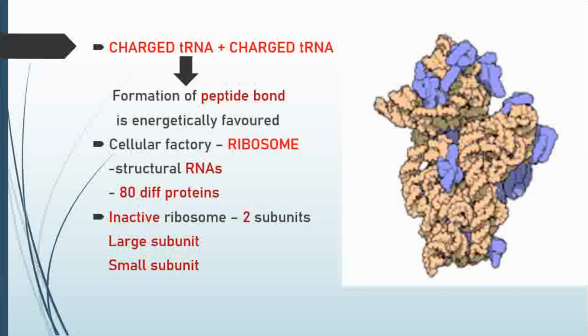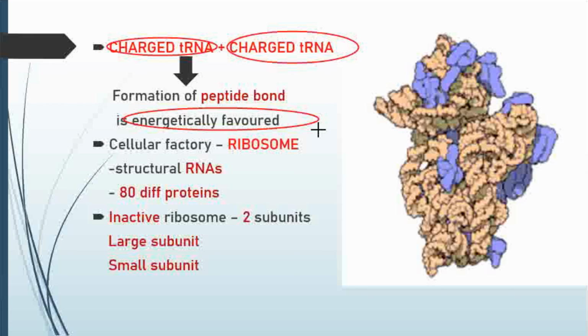Next, from this charged tRNA it is easy to form the peptide bond. So now if we bring these two charged tRNAs close, they form the peptide bond. The tRNA will contain the amino acid, no. So in the charged tRNA, if it comes close, it forms the peptide bond between them because this reaction was energetically favored. So it is easy to form the bond for them.